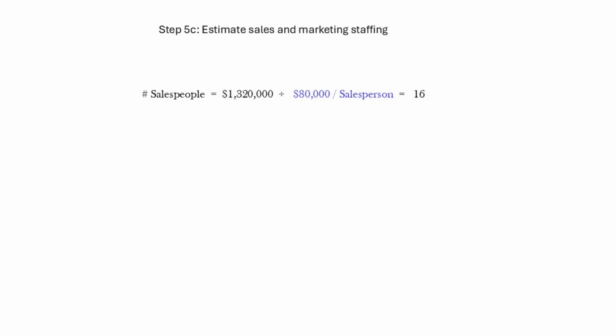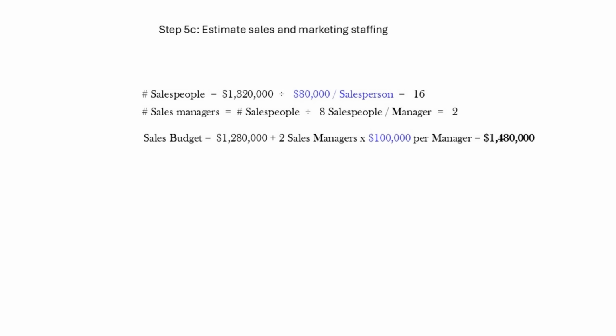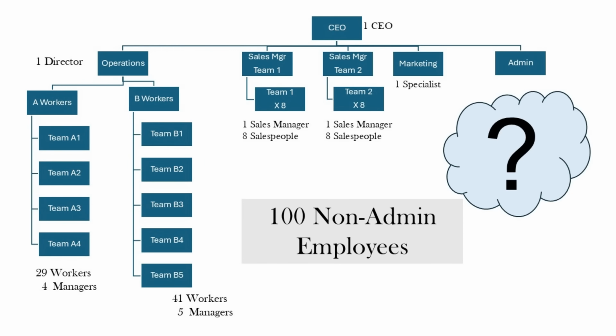I now translate these costs into a marketing and sales staffing plan. Since we have an estimated 16 salespeople, I am including 2 sales managers. It's important to understand that your estimated salaries for salespeople include sales commissions. How you break up sales commission and salary will vary by industry. We now have a clearer picture of our organization in this $10 million year.